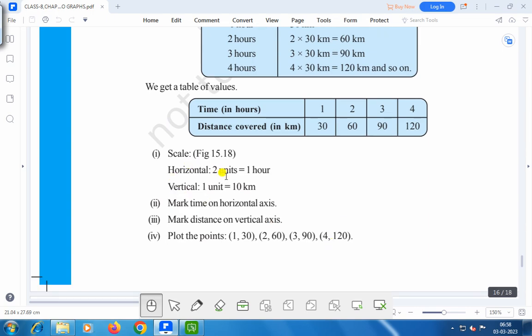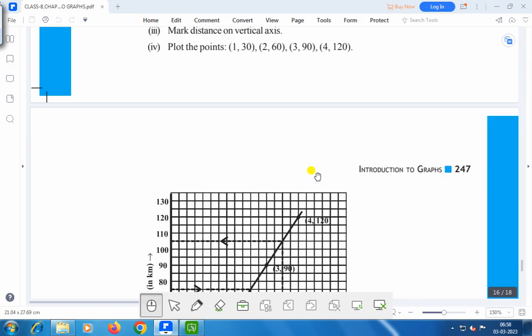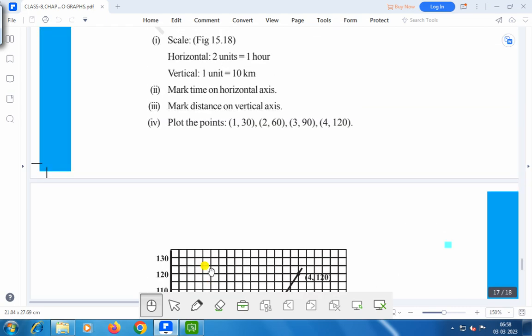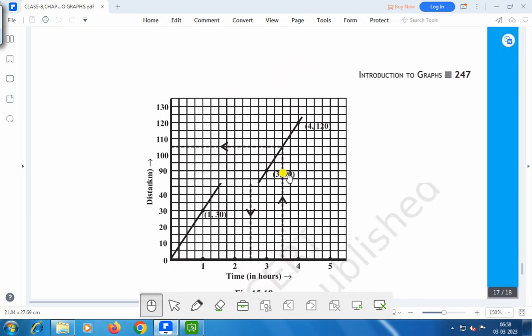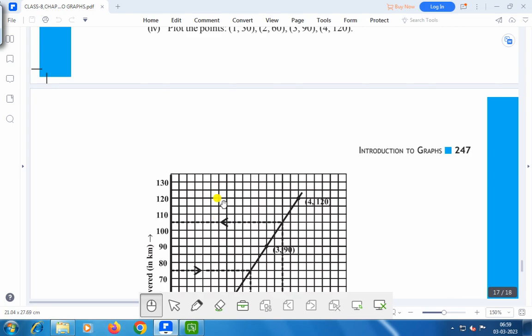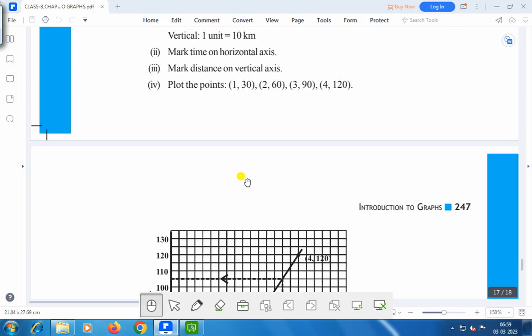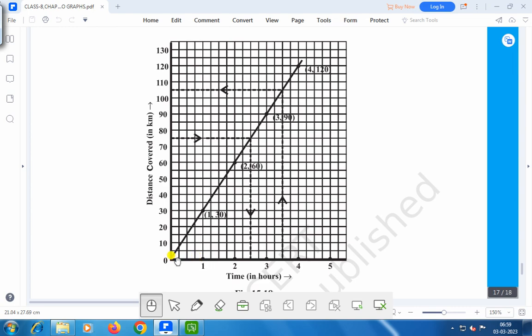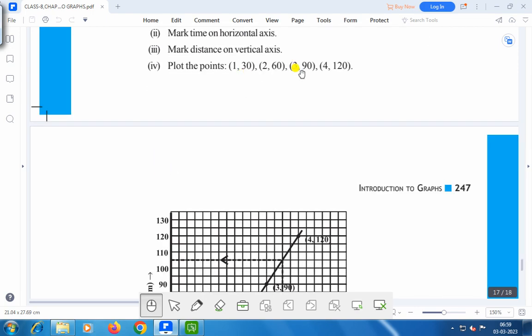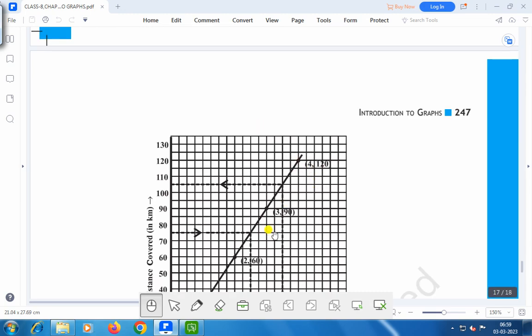Scale: we have taken horizontally 4 units equal to 1 hour and vertically 1 unit equal to 10 km. Here we have the distance covered in kilometers and the time in hours, right? 1, 2, 3, 4: 4 units means 1 hour. This is actually 4 units, not 2. It is 4 units equal to 1 hour, and vertically 1 unit equal to 10 kilometers. Plot the points 1, 30; 2, 60; 3, 90; and 4, 120. You got the points, right?